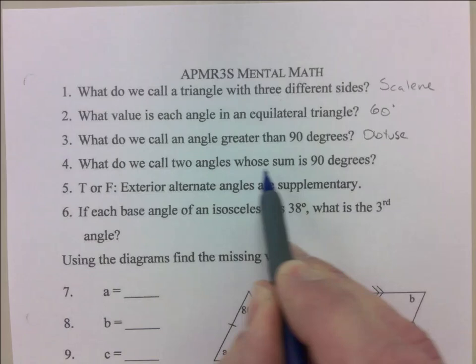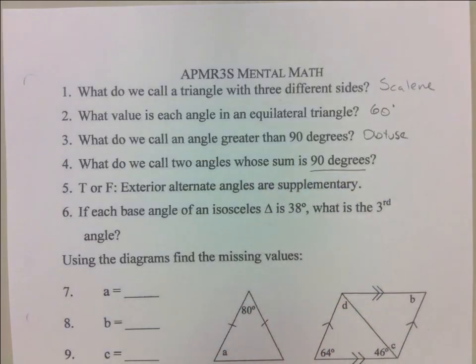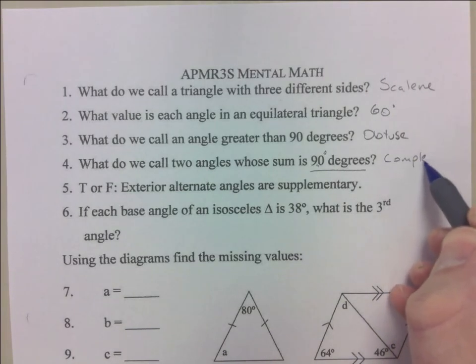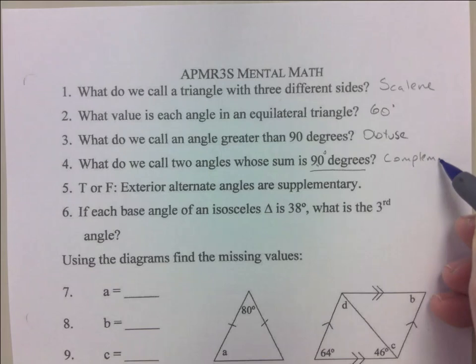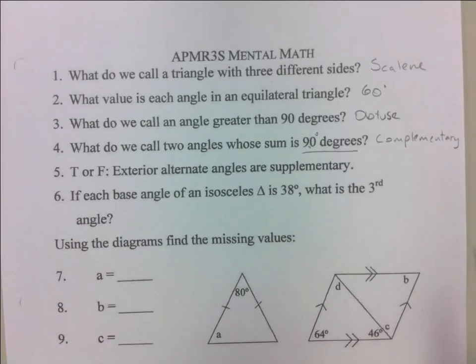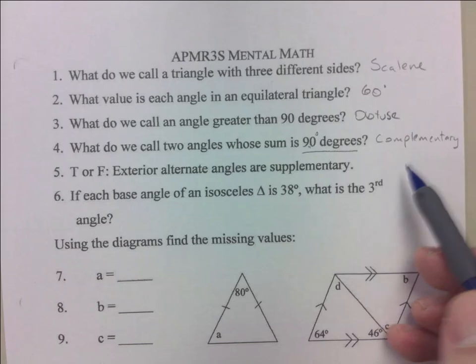What do we call 2 angles whose sum is 90? It is right to complement. Complementary. Complementary angles. If it sort of looks like complementary, you get the mark there.